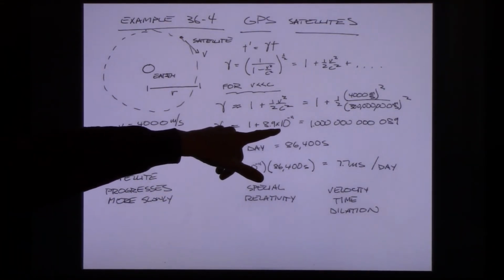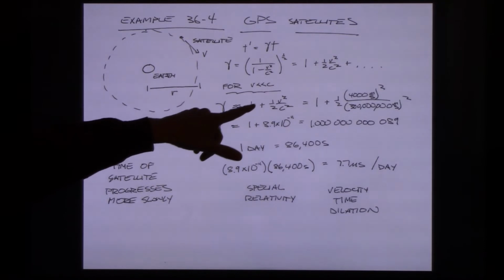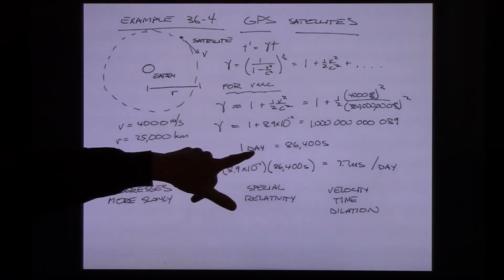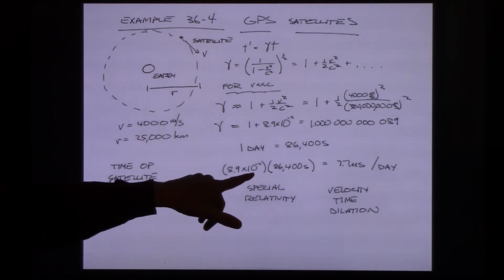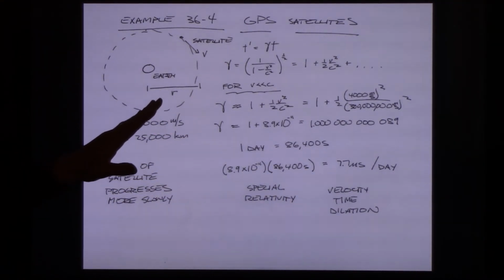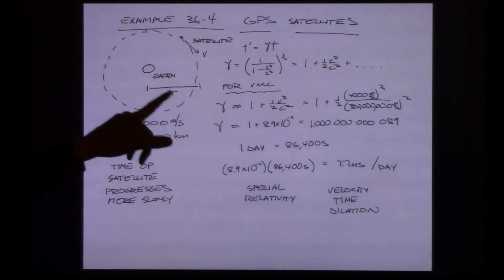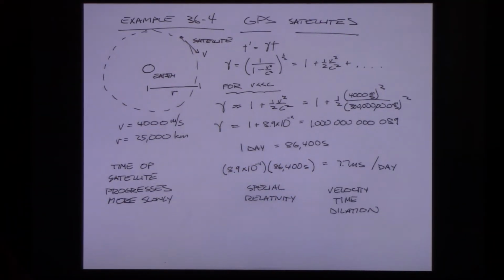Now I wanted to get a feel for what that tiny additional factor would result in. So I said, okay, 1 day is 24 hours times 60 minutes times 60 seconds. And taking that small fraction, the timing difference between satellite and surface of the Earth works out to be 7.7 microseconds per day. So during the course of 1 day, 86,400 seconds, the timing between the clocks on the satellite and the clocks on the surface of the Earth will be off by 7.7 microseconds. The clocks on the satellite are going slow.